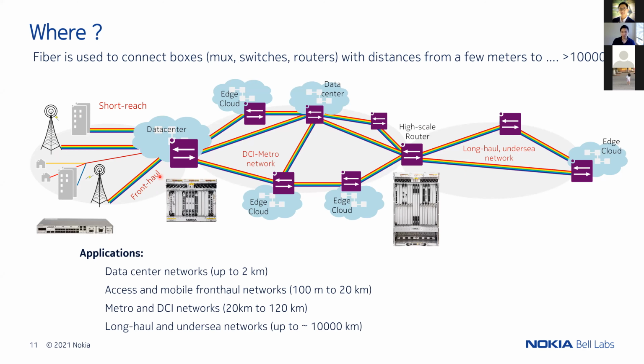Today, we also use optical communication for short-reach systems, which are just 10 meters or a few meters within the data center, or within a few kilometers in the access network. And obviously, we need such capacity for the metro network and for long-haul and undersea networks. So there is a wide range of applications: data center interconnect, data center network, access and mobile fronthaul network, the metro network, and the undersea network.